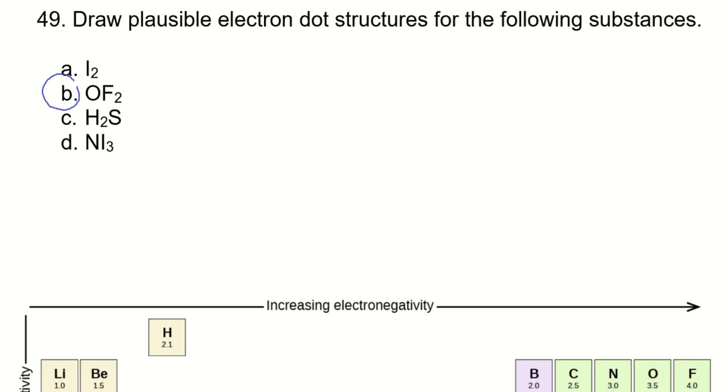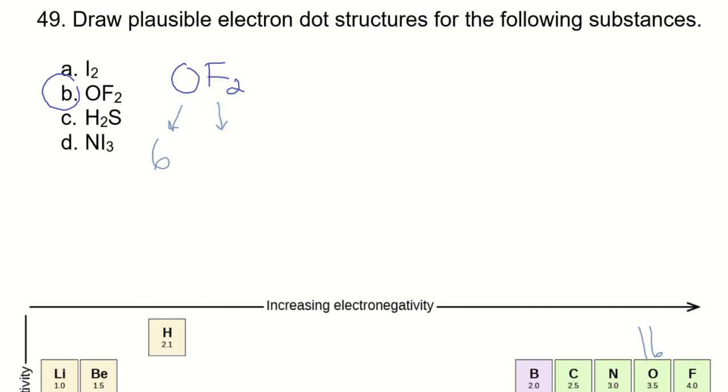Lewis structure for oxygen difluoride. Let's start by counting the total number of valence electrons available. Oxygen contributes 6 valence electrons. We know that it's in group 16, so just check the last digit of the group number to get the number of valence electrons.